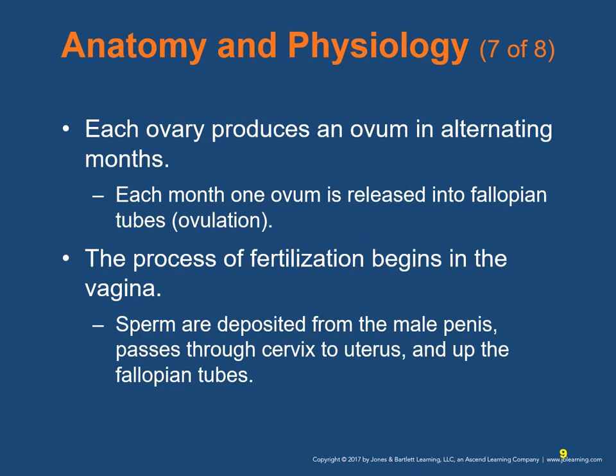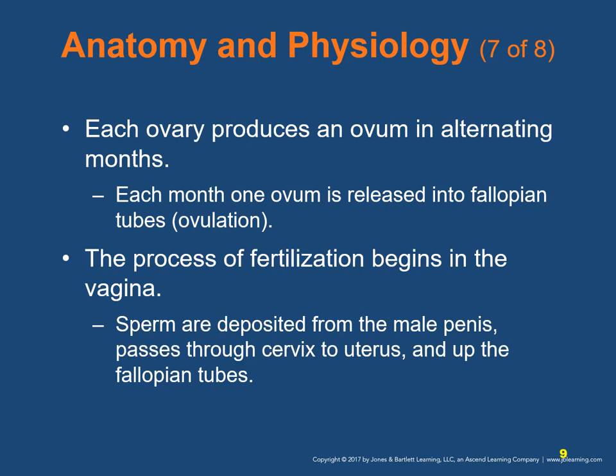Each ovary produces an ovum in alternating months. Each month, one ovum is released into the fallopian tube. This process is called ovulation. Some women experience minor cramping pain during this release period.